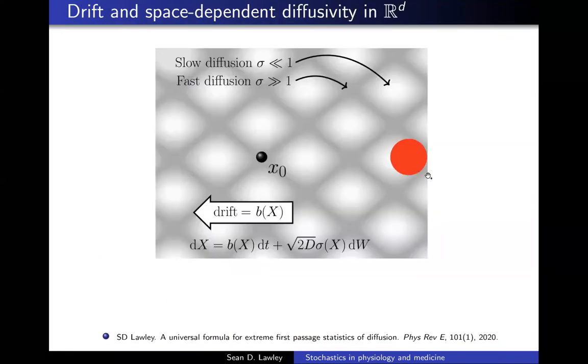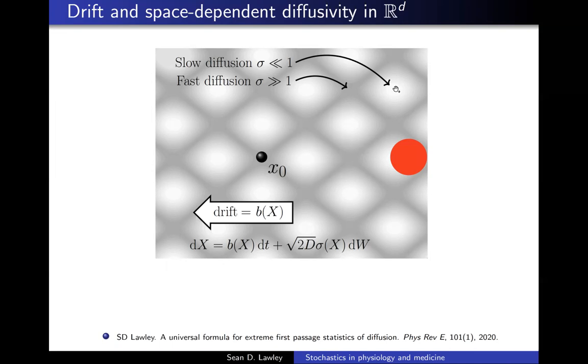And then here's perhaps, I think, an interesting and somewhat surprising example. Suppose now you have diffusion with drift. So in this example, you have some drift b of x. Let's say it's a drift that's pushing you to the left. Okay, and then you have a space-dependent diffusion coefficient. So square root 2D, that's sort of the scale of diffusion, and then the space dependence is this sigma of x. And let's say that's the gray and white regions here.